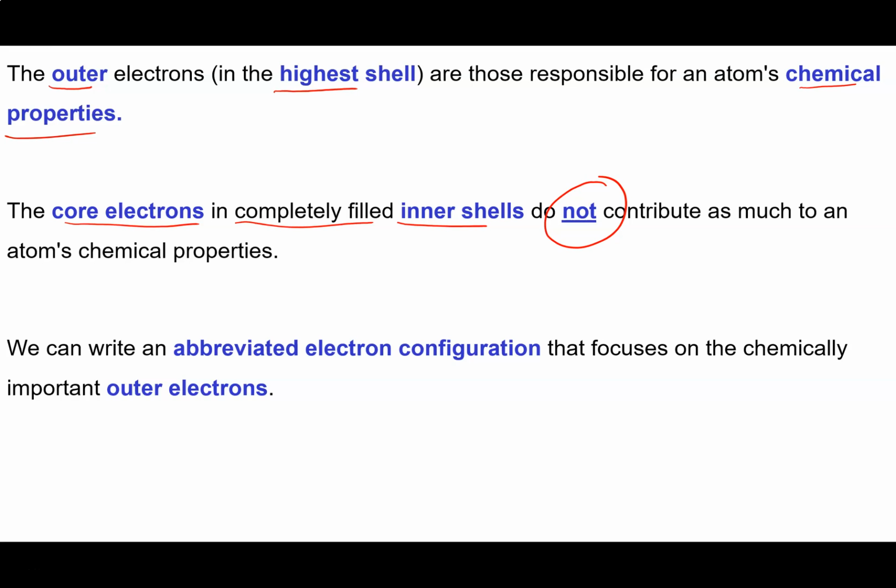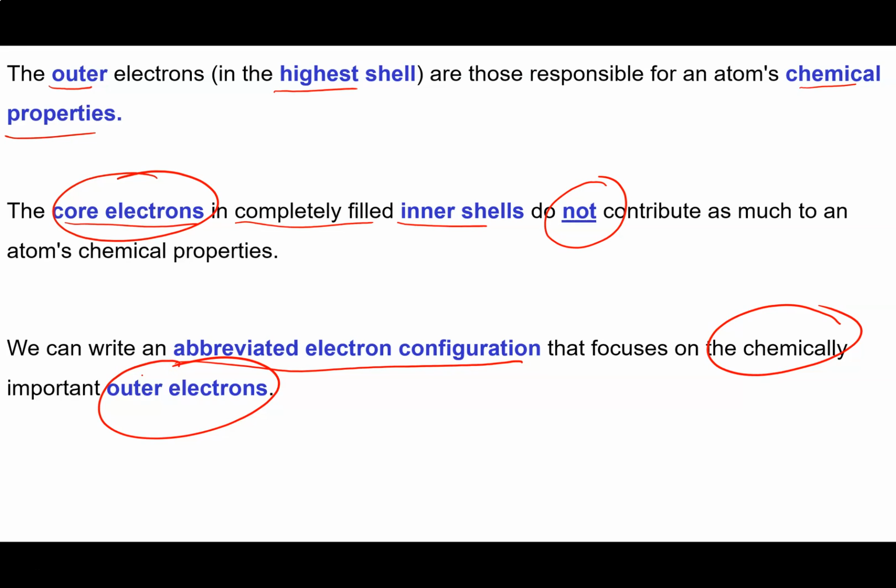What we're going to do is write abbreviated electron configurations that put a shorthand representation of the core electrons in place, and then allows us to focus on the chemically important outer electrons in more detail. So I'll show you how this works.